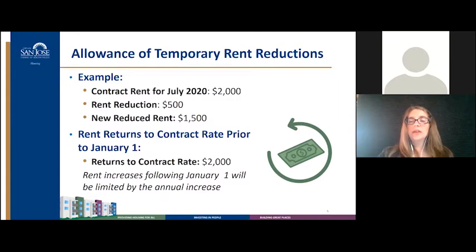The agreement must be in place, and the rents need to be adjusted back up to where they were during the period of the rent increase moratorium, which again goes through December 31st. So if the agreement was to reduce rents down to $1,500 and the rents are not returned back up to $2,000 by December 31st, then future rent increases will be limited by the 5% amount.